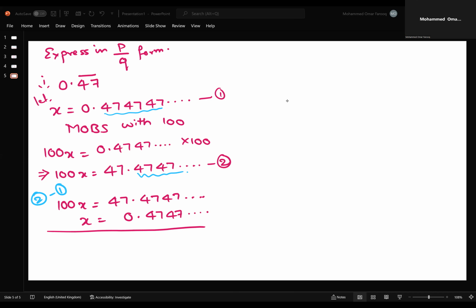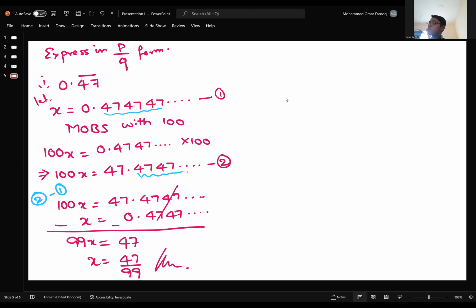Now see the decimal parts, 474747. When I subtract, the decimal part will become 0. 47 minus 0 is 47, and 100x minus x is 99x. So therefore x is equal to 47 by 99. You write the next step: therefore x equals 0.47 bar equals 47 by 99. Did you understand, my dear students?